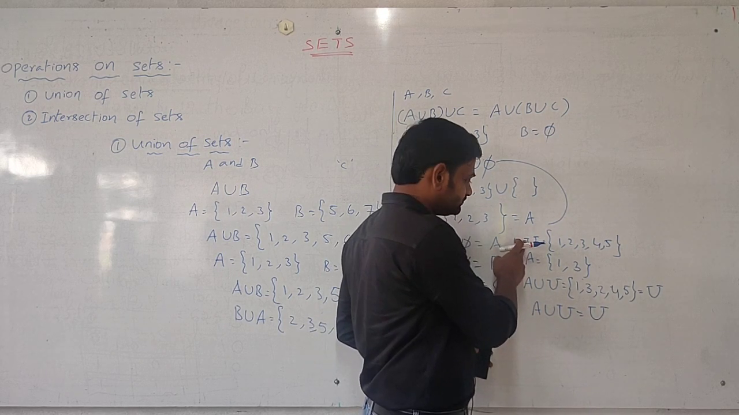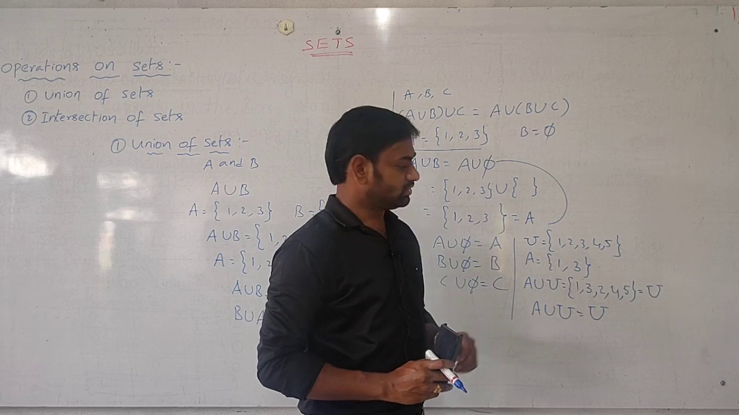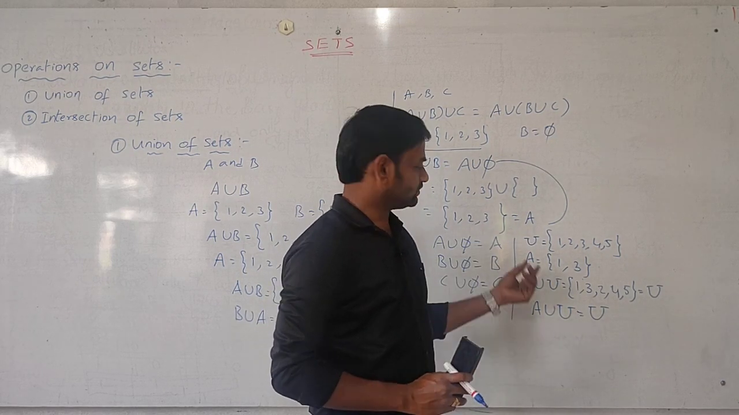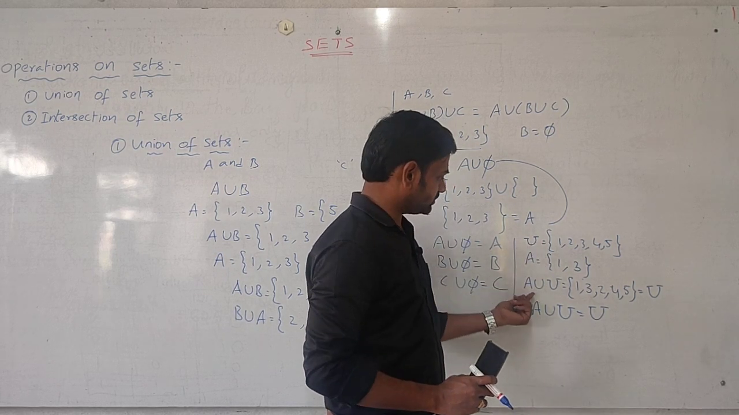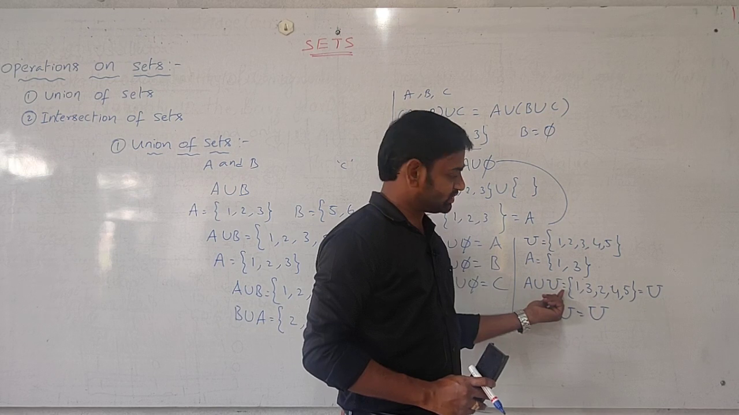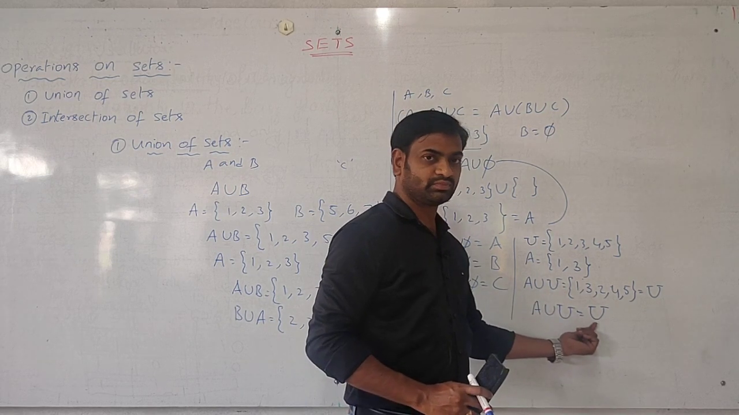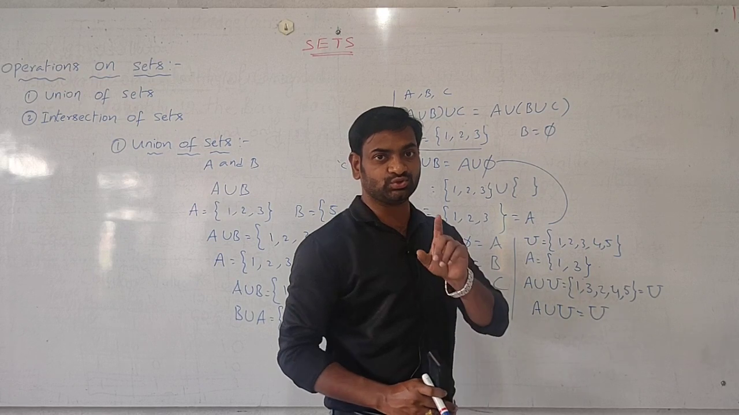Now come to here. Universal set and capital A. In the two sets, which is the big one? That is the universal set. Now see the union. A union capital U, so the answer is U. Which is the big set, that is the answer in the union.